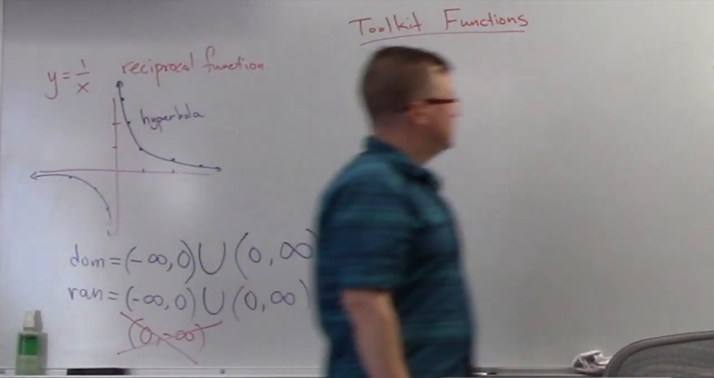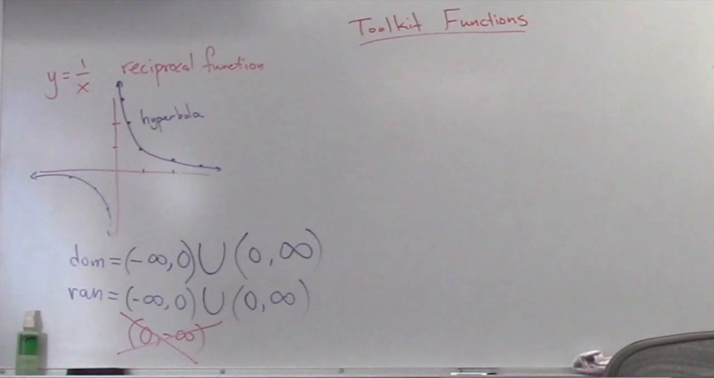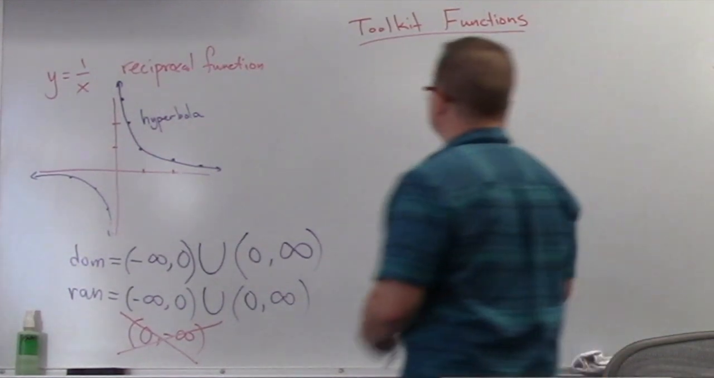So what is that? That's 4 of the 9. We've got 5 more to go. What's the next one? Absolute value. Ooh, that's a fun one.